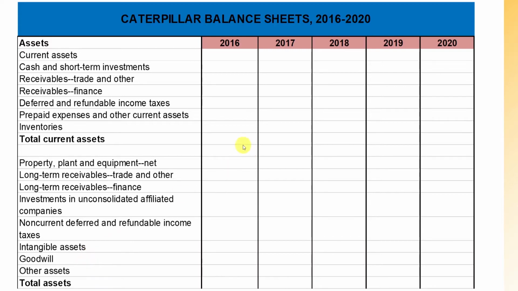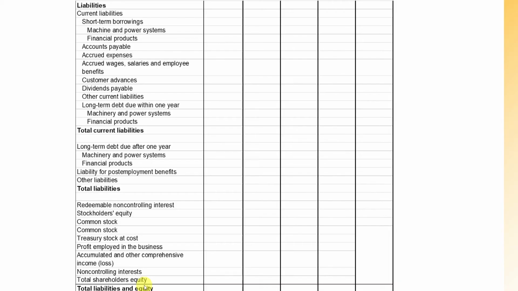In this way, we shall add our total current assets and our long-term assets so that we will get our total assets. After the total assets side, we shall go to our liabilities side, and inside our liabilities, we shall firstly write our current liabilities. In the current liabilities section, short-term borrowings will be written, machinery, energy and transportation, and financial products will be written.